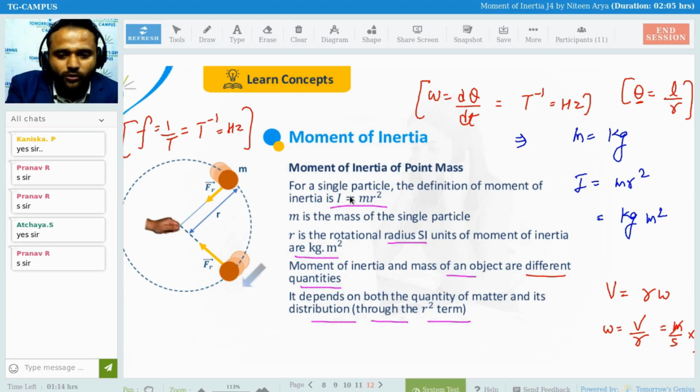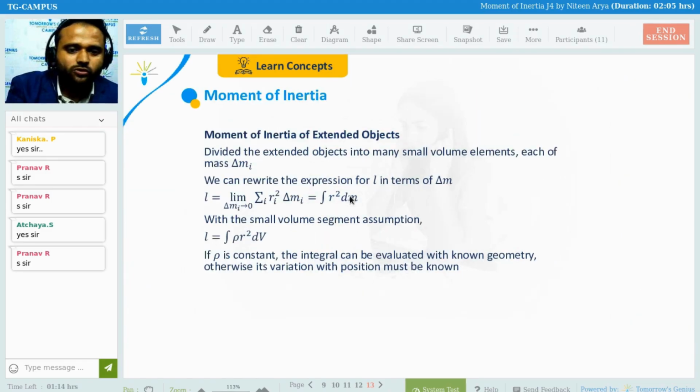It depends on both the quantity of matter m, which is mass, and its distribution, how it is distributed. So that is simple. We already did this. If you want to find the derivation of this m r square, you can do that, but that is not required, and I already gave it to you in the previous stage. So now, moment of inertia for extended objects, or continuous bodies.